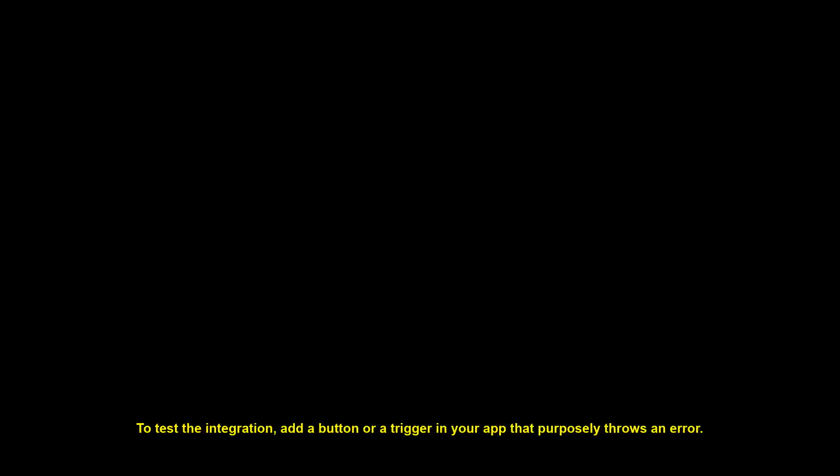To test the integration, add a button or a trigger in your app that purposely throws an error. You can use throw Exception('Test exception') to generate an error. Run your app on a simulator or a physical device to trigger the error. Check your Sentry dashboard to see if the error has been logged successfully.